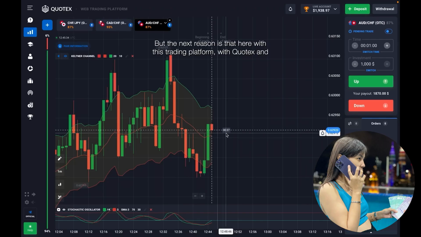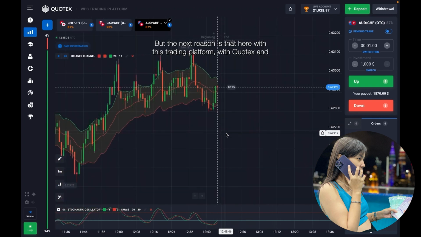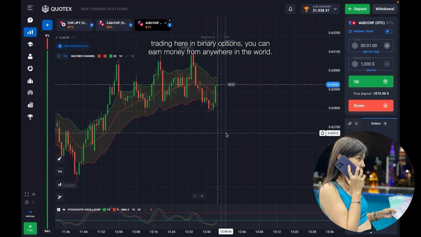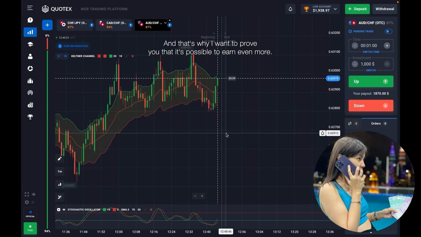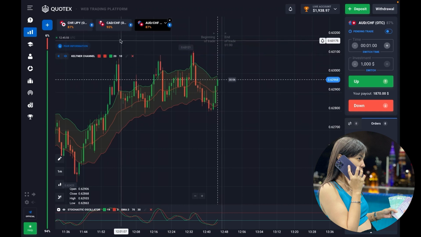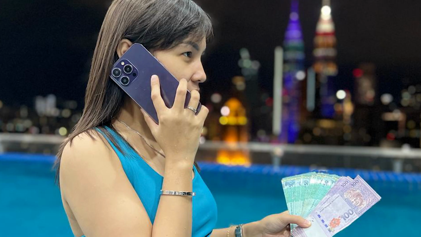But the next reason is that with this trading platform, with Quotex and trading here in binary options, you can earn more money from anywhere in the world. I think that's pretty reasonable for someone who wants to deal exactly with this trading, and that's why I want to prove to you that it's possible to earn even more. So let's go to the second currency pair.